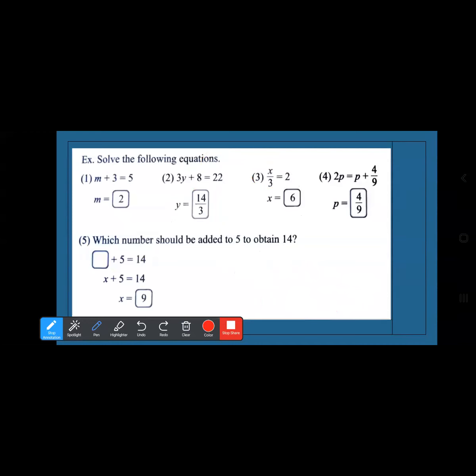Next one, 2p is equal to p plus 4 upon 9. Now this plus p, if I bring it over here, it will become minus p. So 2p minus p will be p, equal to 4 upon 9. Okay, it will be 4 upon 9. That is the value for the variable p.